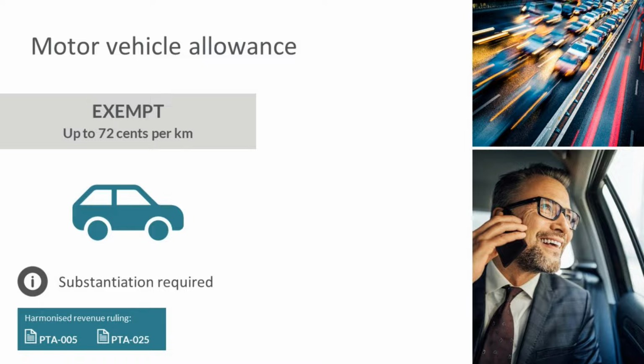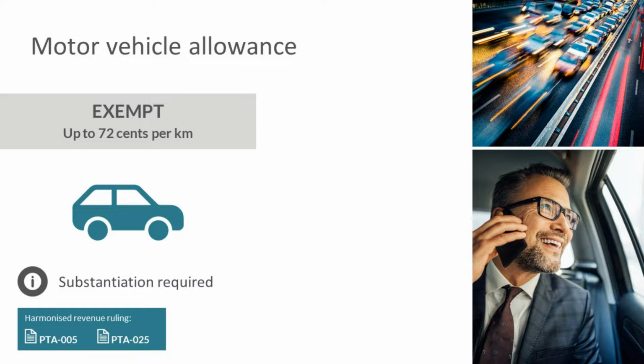The exemption for motor vehicle allowances has a few conditions, in that it must be the employee's own car, which is either leased or owned by the employee. The travel must be business travel, and the distance travelled needs to be substantiated through logbooks, diary entries, or expense claim forms. The motor vehicle allowance for calculating payroll tax for the current financial year is shown on the screen. The exempt rate is the rate prescribed under the income tax legislation.